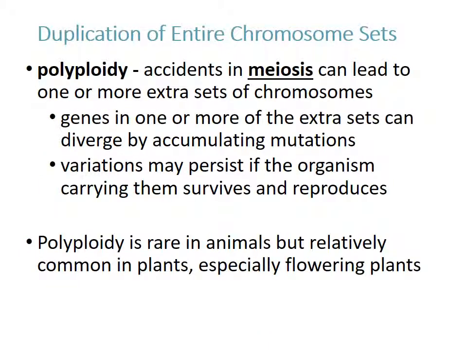So if we have duplication of an entire chromosome set, I mean, sure, that's one way to get more DNA, right? Duplicate the entire chromosome set. So that would be polyploidy, where we've got more than a diploid chromosome number. And this happens when you have accidents of meiosis, or you could have genes in one or more of the extra sets that can diverge. They can accumulate mutations. These variations can persist if the organism can survive and reproduce. So polyploidy is pretty rare in animals, but it's pretty common in plants, especially flowering plants.